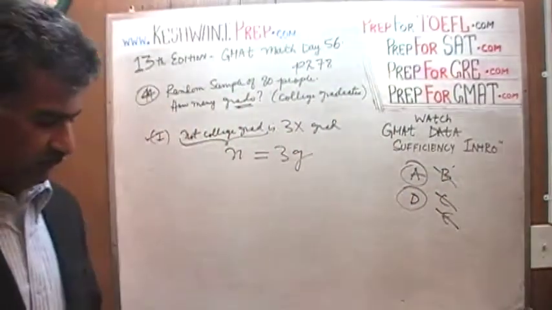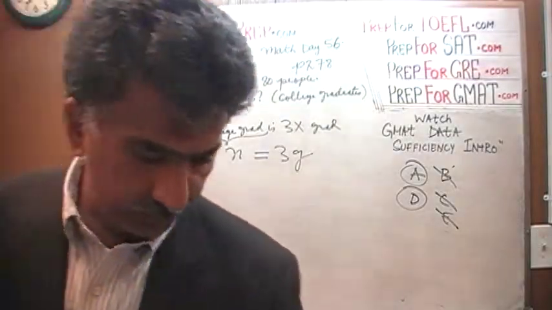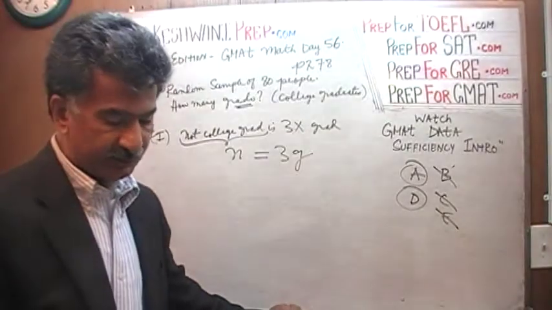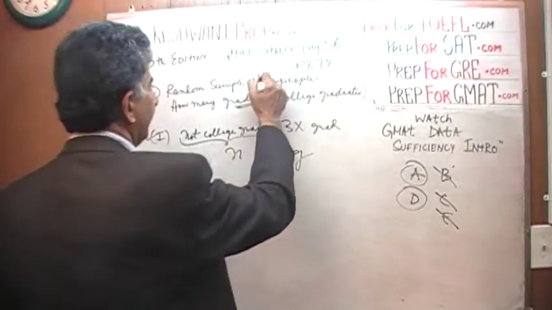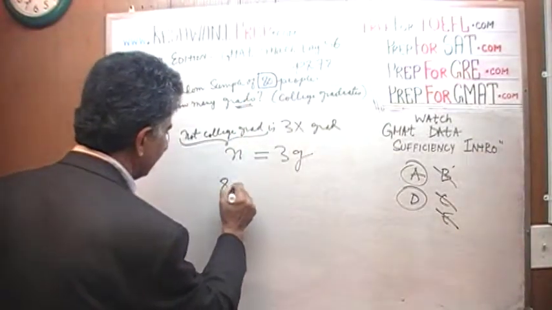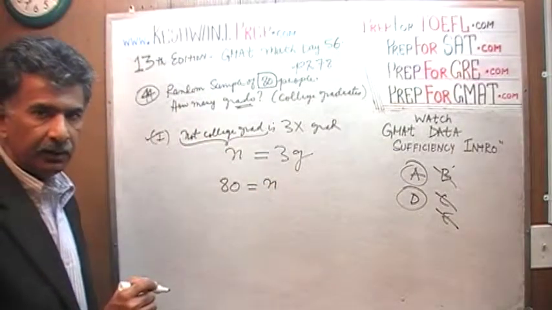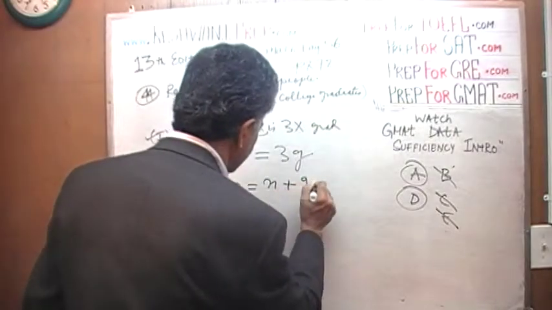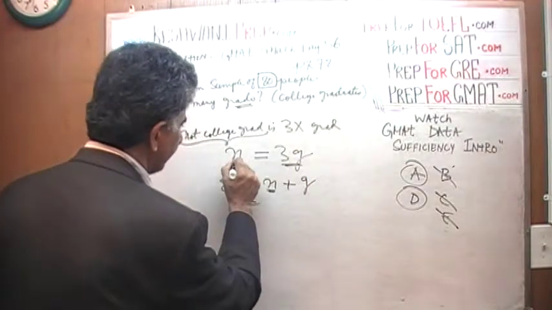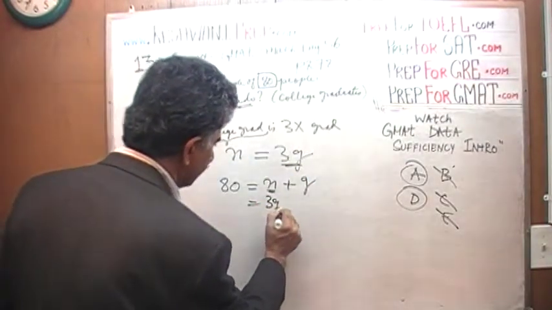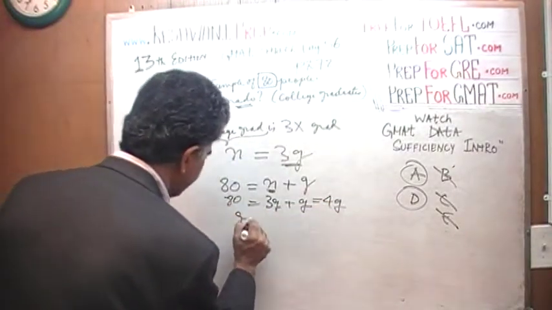Now, purely for learning purposes, let's actually do it out. In the real exam, we will not do it out, because it's not necessary. You just have to be able to realize that it is enough. Why is it enough? Because we are told there is a total of 80 people. So 80 must equal the number of non-graduate adults plus the number of graduate adults. And we are told the non-graduates are 3 times the graduates. So we can substitute N equals 3G in here. 3G plus G. So 4G equals 80. Therefore G must equal 20.